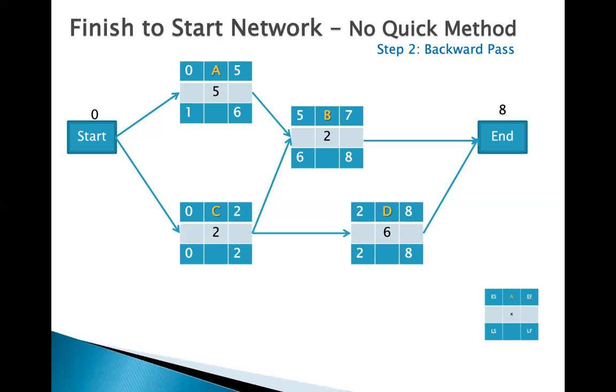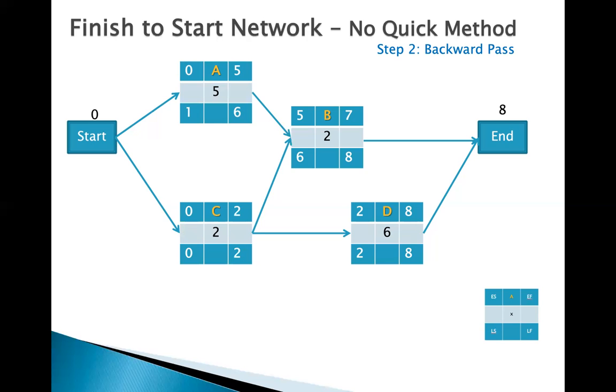Thank you so much. It's the minimum value between D and B. Why? Because we are calculating right now the backward pass. So the late finish of activity C is 2. It's not 6. So what is the late start of activity C essentially? It's just 2 minus 2, which is 0. So that's the backward pass.